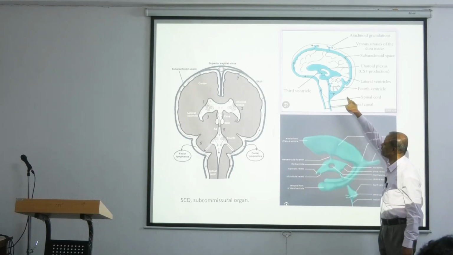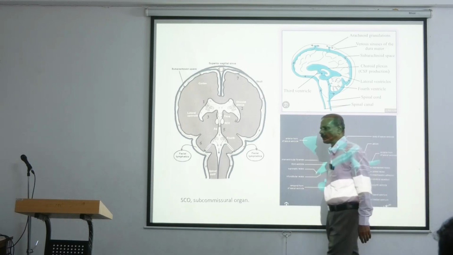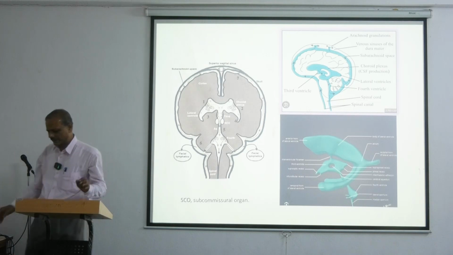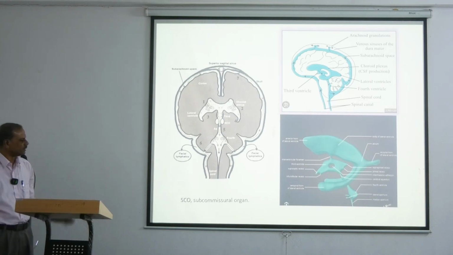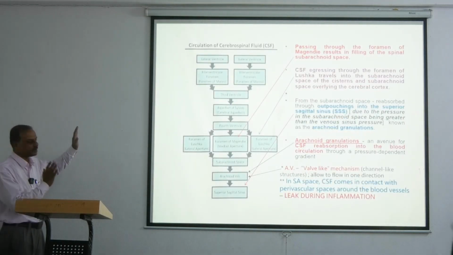This is the subarachnoid space, and you will get a picture like this also. This part will be covered in detail in your anatomy, and if you read it, it will take only half an hour maximum to understand the entire thing. So that is CSF circulation. Now you concentrate on this part.